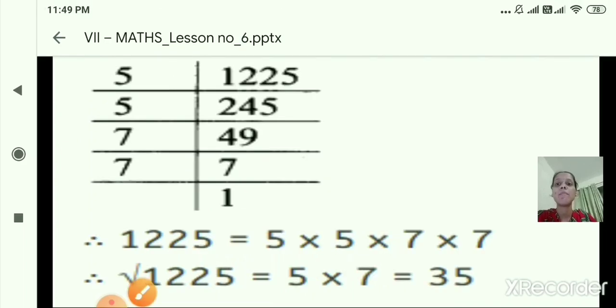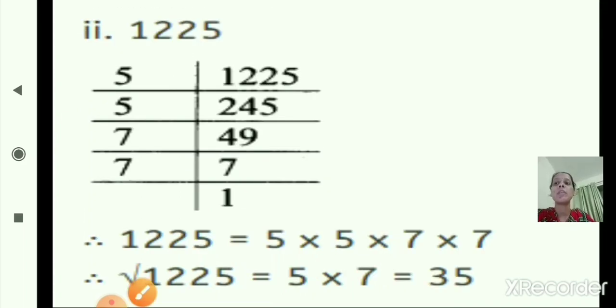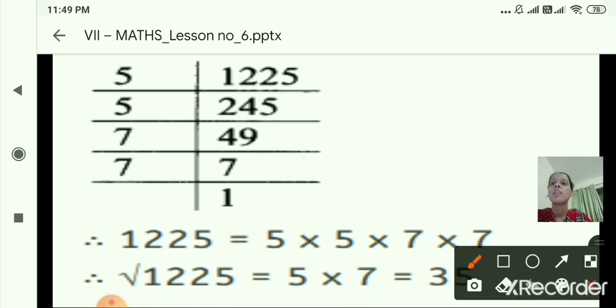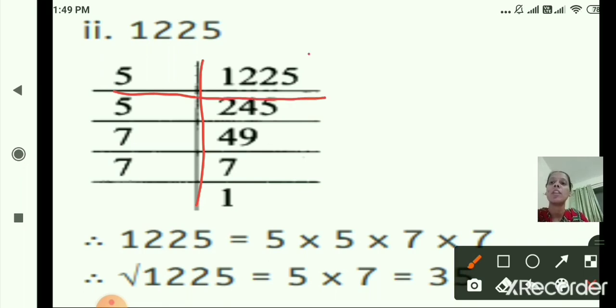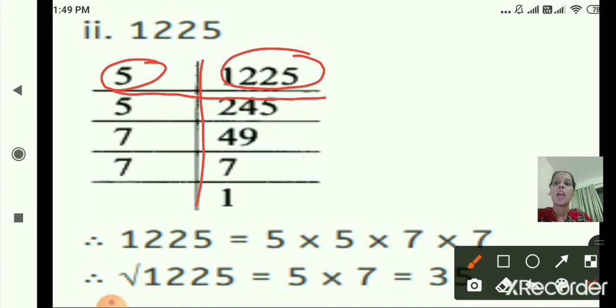The second sum is 1225. Again the same. First you will draw a horizontal and a vertical line. We'll write down the question here, that is 1225. This 1225 is divisible by 5, so here I have written 5. Now you will divide 1225 by 5 and you will get the answer 245. Now here it is 245.